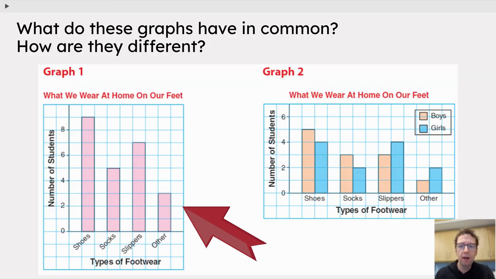All right. Here are two more graphs to look at. The one on the left is a bar graph, and the one on the right shows a double bar graph. Again, I would like you to press pause and think about how these two graphs are similar and how they're different.